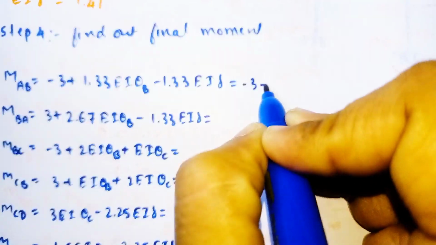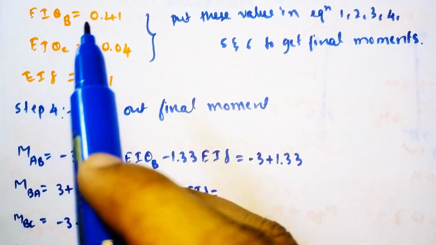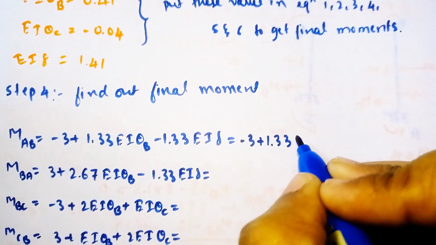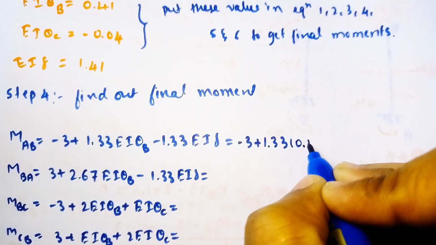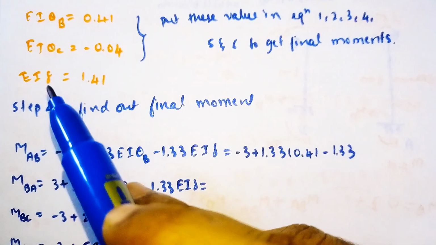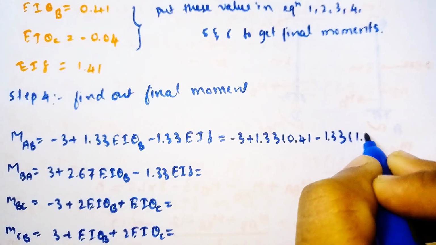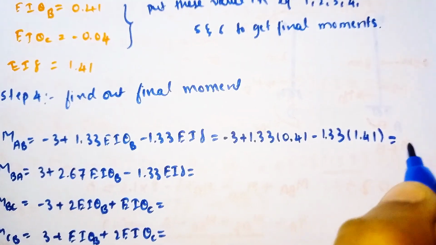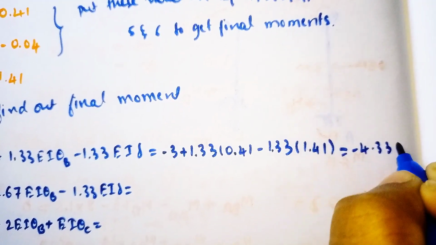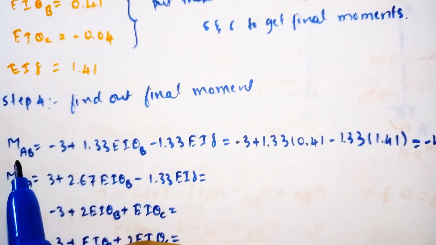So minus 3 plus 1.33 EI theta B, the value we got was 0.41, minus 1.33 EI delta, the value we got was 1.41. So simplify it, it will come out as minus 4.33 kilonewton meter, which is nothing but our MAB value.